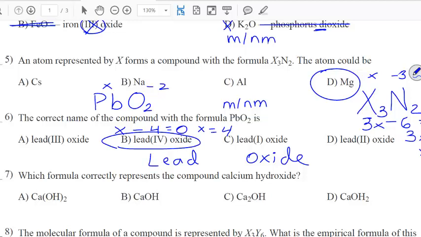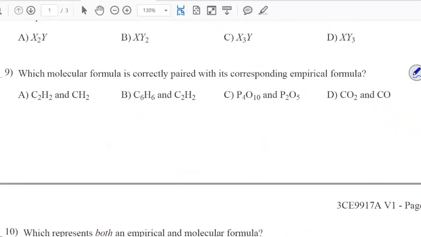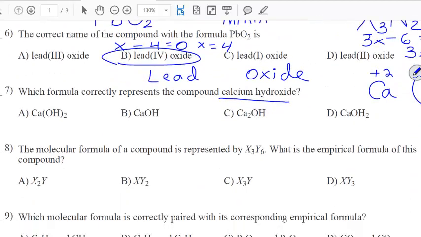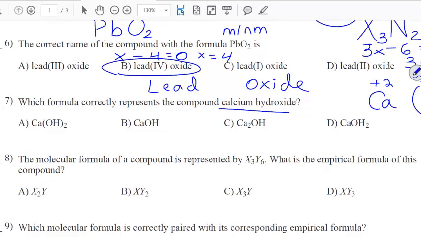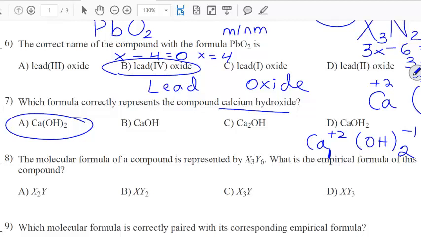Which formula correctly represents the compound calcium hydroxide? So there's no prefixes, so we do symbols. Hydroxide's a polyatomic on table E. This whole thing has a charge of, oh dear, I lost it, -1. Okay, I ran out of space. Let me do it down here. Calcium +2, hydroxide -1. Those don't equal 0, so we crisscross. We need 1 of those and 2 hydroxides. And the polyatomic has to be in parentheses.